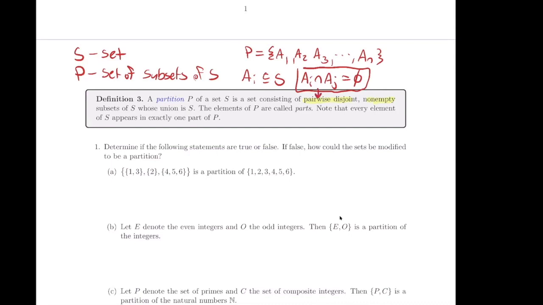So that's the pairwise disjoint property. Okay, we need them to be non-empty. That means each of these sets in the partition needs to contain something, it is not the empty set. And the last one is that the union of all of these sets should give us back S.